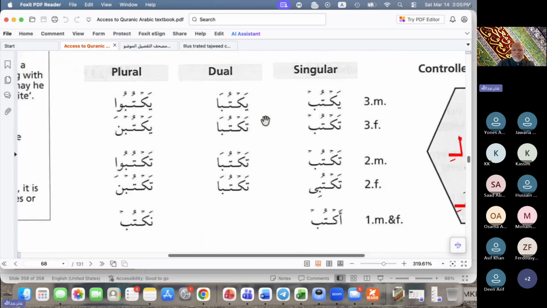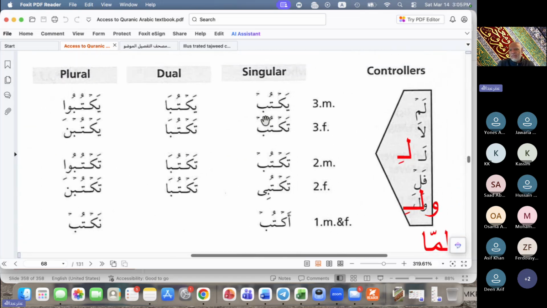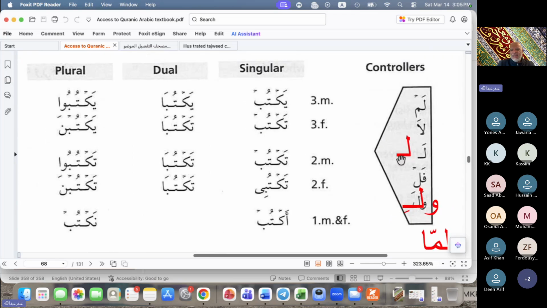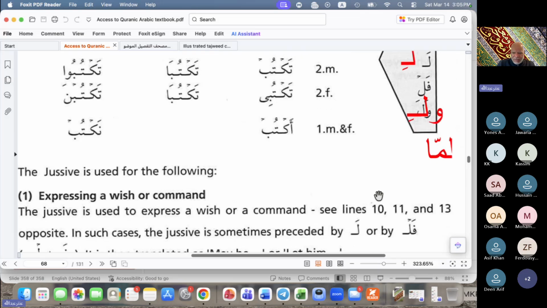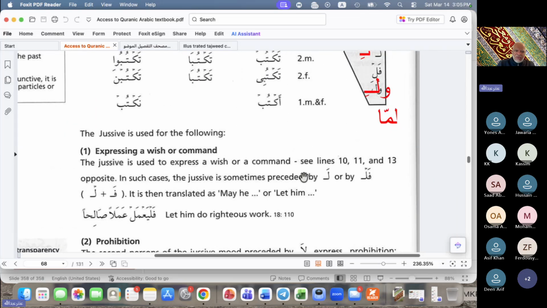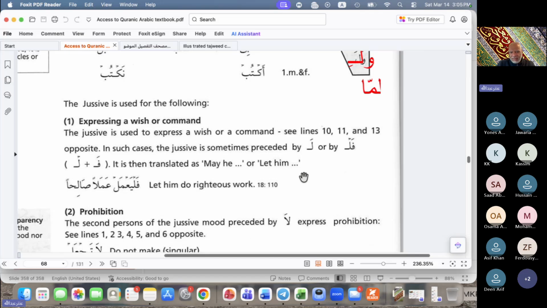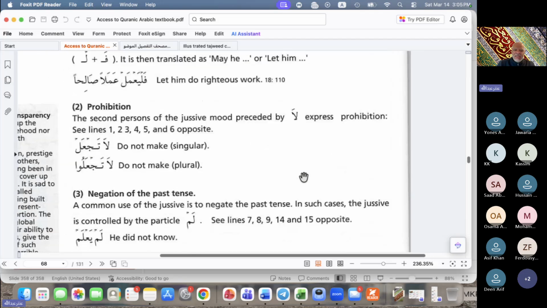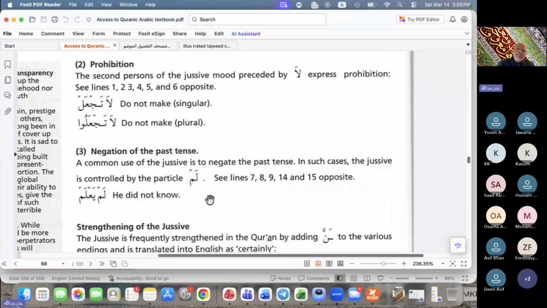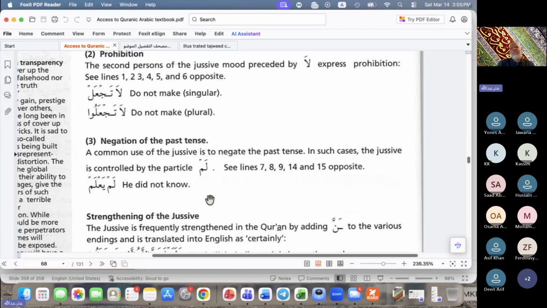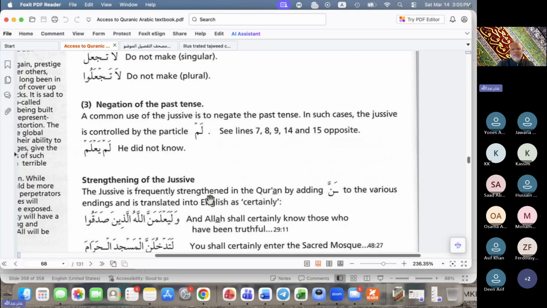So other markers, other controllers of Majzum include la, li, wali, and lamma. Majzum is used for expressing a wish or a command, and for negating the past tense, like لم يعلم, لم أعلم. We said لم plus the present is exactly like did plus the present in English. So لم آكل, I didn't eat. You use did and then eat, which is the present, and Arabic also uses لم and then آكل, which is the present.